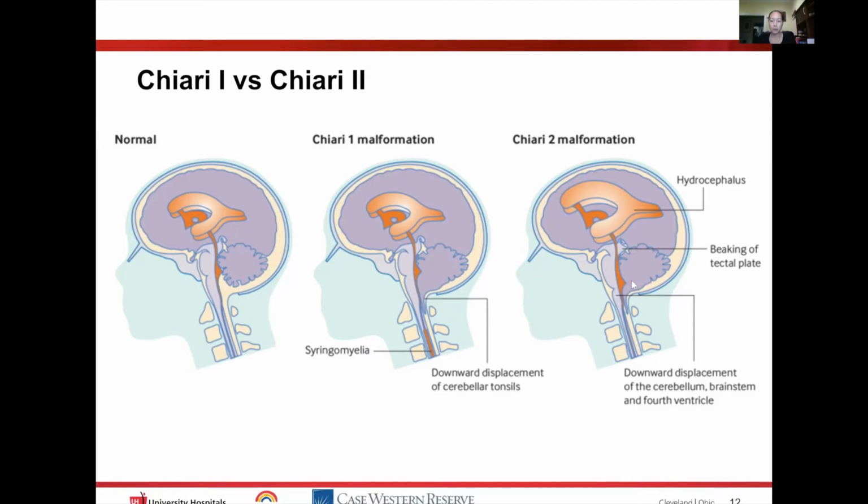And then with that Chiari 2, this is actually going to be the vermis and some of the cerebellar tonsils. You can have some beaking of the tectum, or the tectal plate, and downward displacement of the brainstem through that area. Oftentimes you'll see associated hydrocephalus. And you see this elongation of the fourth ventricle all the way down, as well as the downward displacement, because it's a true elongation of the entire brainstem, including the medulla.